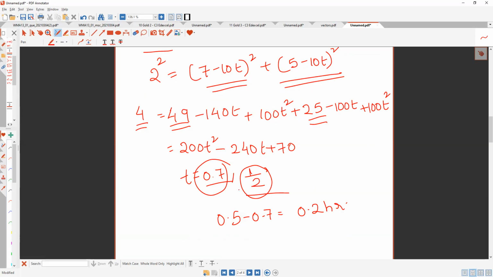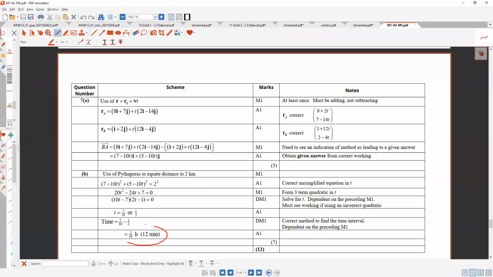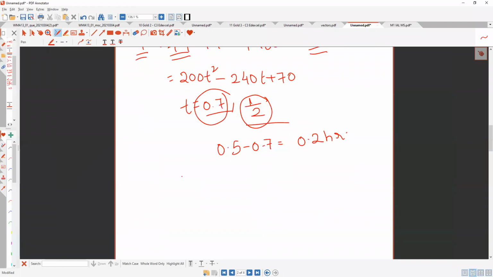Okay, let me see whether this answer is correct or not. I'll pause the recording. Let me go to the marks. So yeah, the answer is 2 by 10. Now 2 by 10 hour, we found that. But they found the answer in minutes. 2 by 10 into 60. So how much is that? 12 minutes they were at 2 kilometers away from each other. Online, everyone understood?